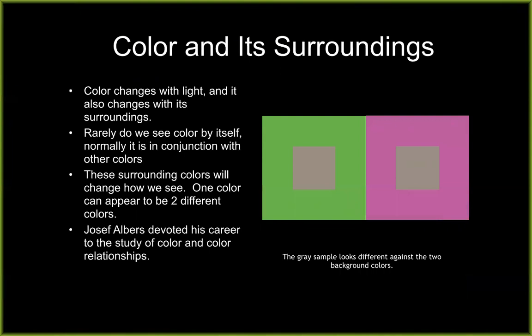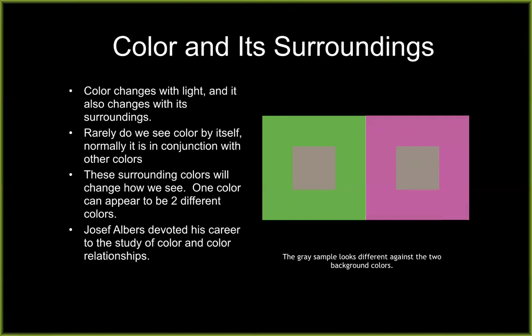Color also changes depending on what is around it. And most of the time we're looking at colors that are surrounded by other colors. So our perception of that color is altered by the other colors that are interacting with it. In this example, we have a neutral gray, but it looks very different when the green is behind it as compared to when the pink is behind it.